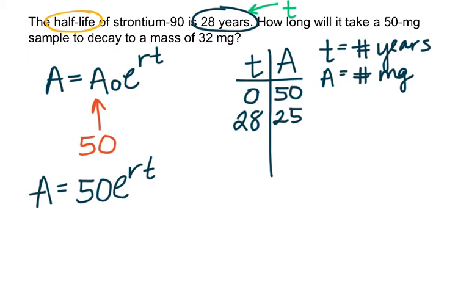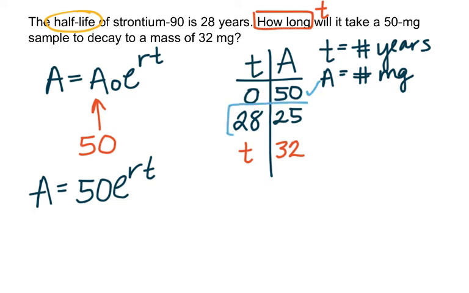And then the question's asking, how long? So how long, it's asking us to solve for time. So we want to know how long will it take for our sample to decay to a mass of 32 milligrams. So here's all of the information organized in a table format. So if you think of this kind of like a checklist, we've already used the 0, 50 for the initial amount. So now we need to go ahead and use the half-life.